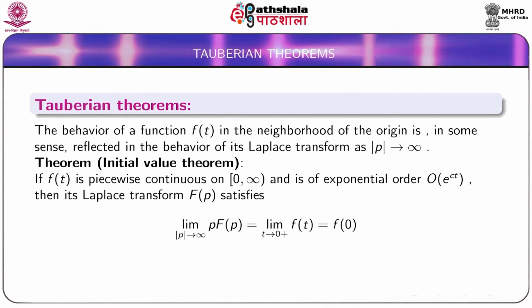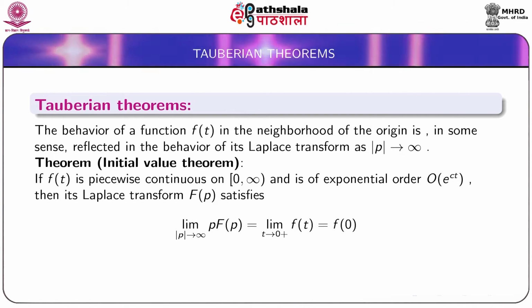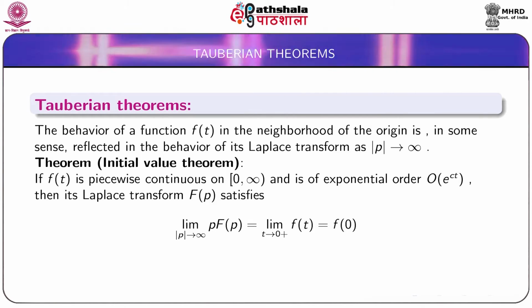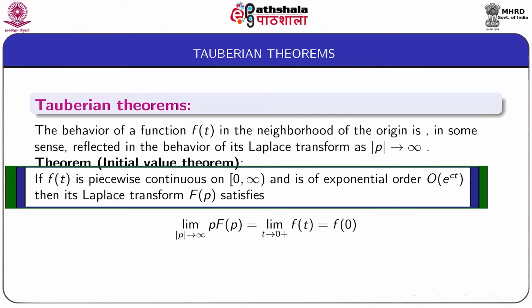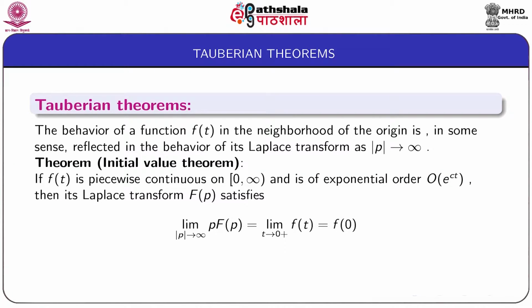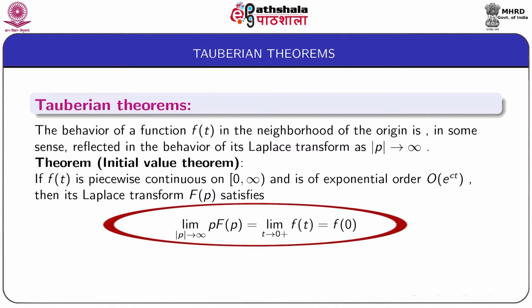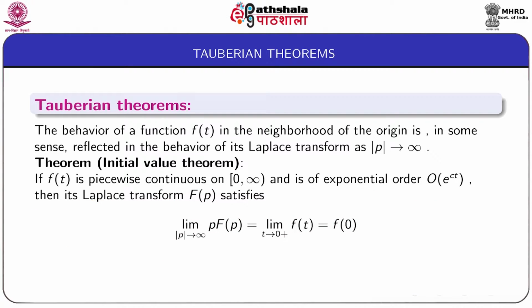The first theorem is the initial value theorem. It states that if f(t) is a piecewise continuous function in the interval 0 to infinity and is of exponential order, that is of order e to the power ct, then its Laplace transform F(p) satisfies limit mod p tends to infinity p F(p) is equal to limit t tends to 0 plus f(t), and that is equal to f(0).